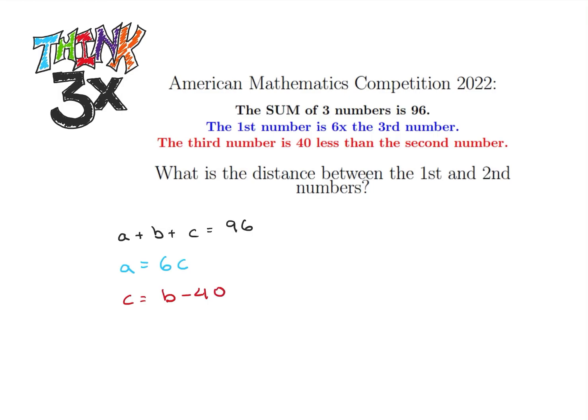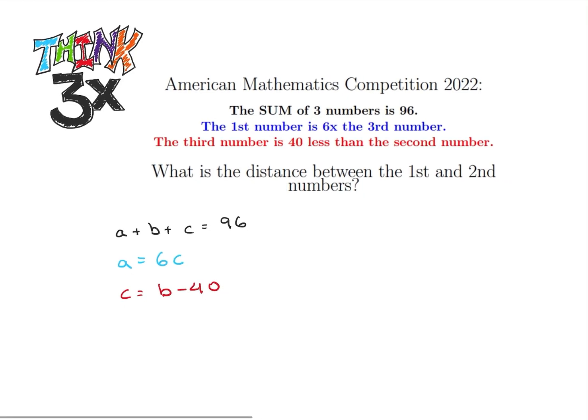So let's just go ahead and do some substitution here. I'll plug the third equation and the second equation into the first equation. I'm going to get A, which was 6C, plus B, which is C plus 40, plus C is equal to 96.